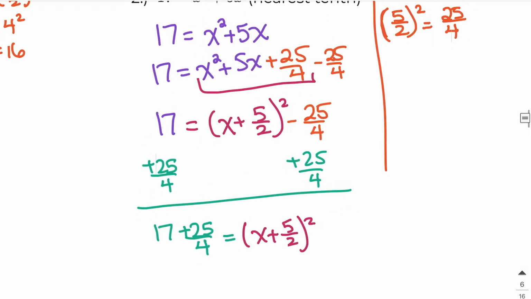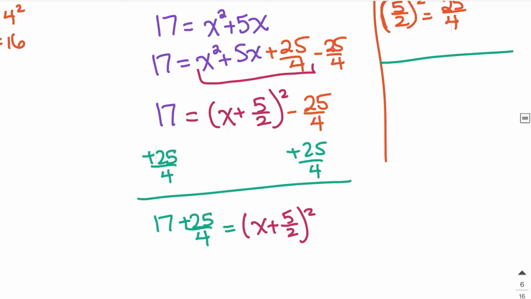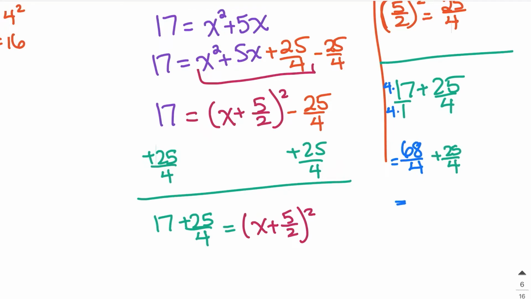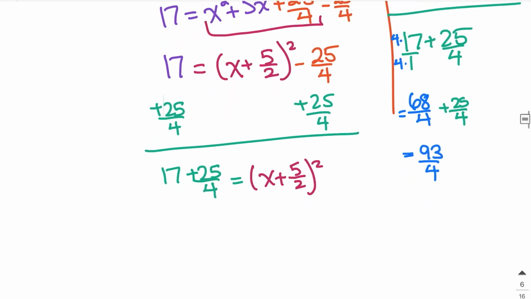Okay? So now for this one right here, to add 17 plus 25 over 4, I have to get a common denominator, and this is technically 17 over 1. So my common denominator would be 4. So I'm going to multiply numerator and denominator by 4. I get 68 over 4 for my first fraction, and then my second fraction has that denominator that I want anyways. And so when I put these two together, 68 plus 25 would be 93. So I get 93 over 4. So here I get 93 over 4 is equal to this x plus 5 over 2 squared.